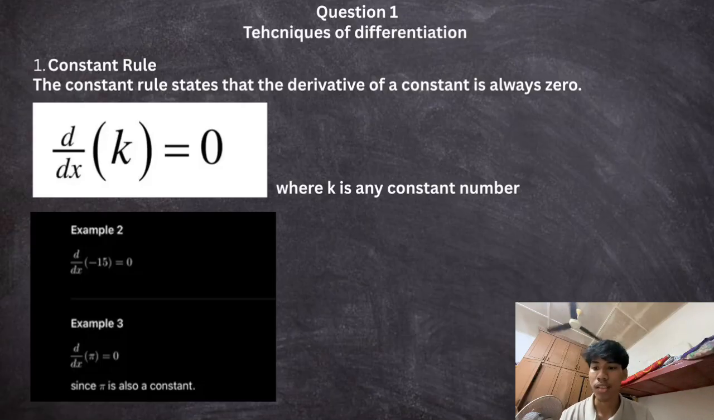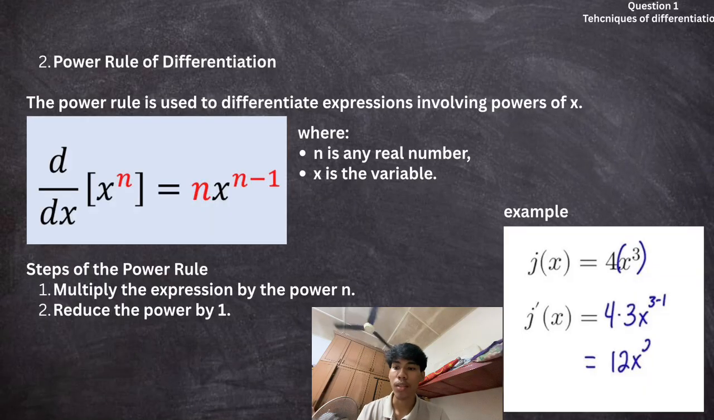So let's see example 2. d over dx of negative 15 equals 0, where negative 15 is a constant. So that means it will equal 0. Now we get into the second one, the power rule of differentiation. The power rule is used to differentiate expressions involving powers of x. So let's see the picture, d over dx of x to the power n.